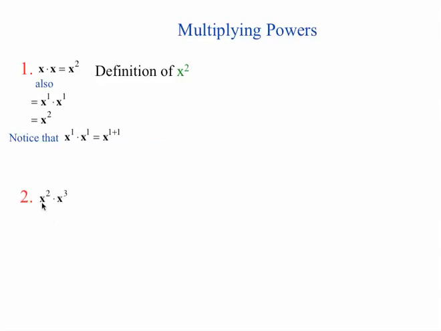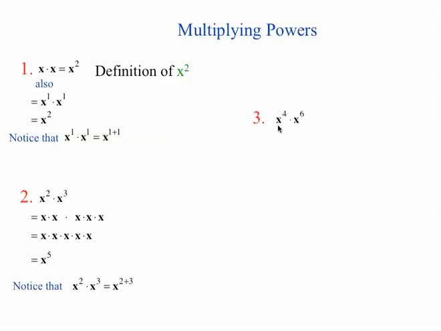Here's example 2. x to the 2 times x to the 3. What I'm suggesting is if this holds true, then we can just add the 2 and the 3 and get x to the 5. So let's see if that works. x to the 2 is x times x. x to the 3 is x times x times x. And altogether you have 5 x's multiplying each other, which is x to the power of 5. So x to the 2 times x to the 3 is the same as x to the 2 plus 3, which is x to the 5.